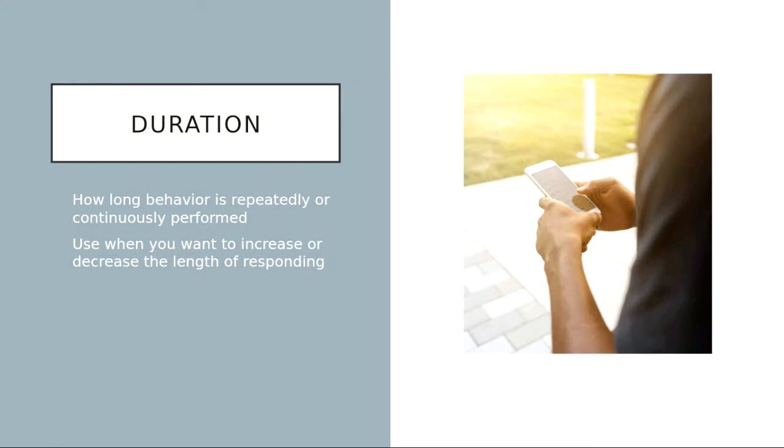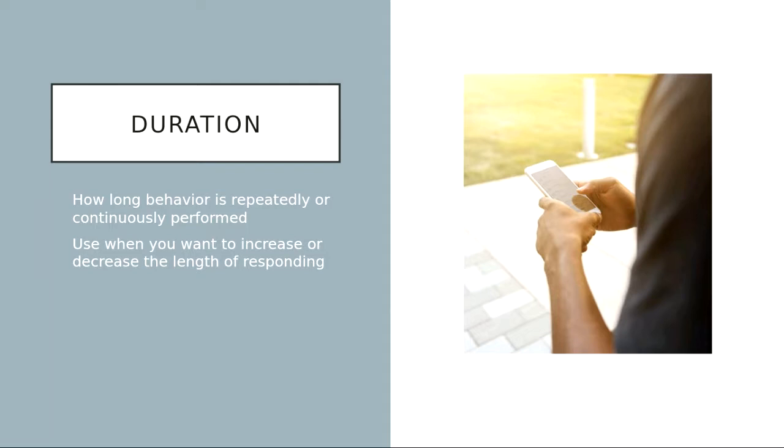Duration is how long you spend showing a particular behavior. So how long the behavior is repeated or continuously performed. You would use this measure when you want to increase or decrease the amount of time you spend doing a particular behavior. So this could be something like, I want to decrease the amount of time I spend on Instagram.